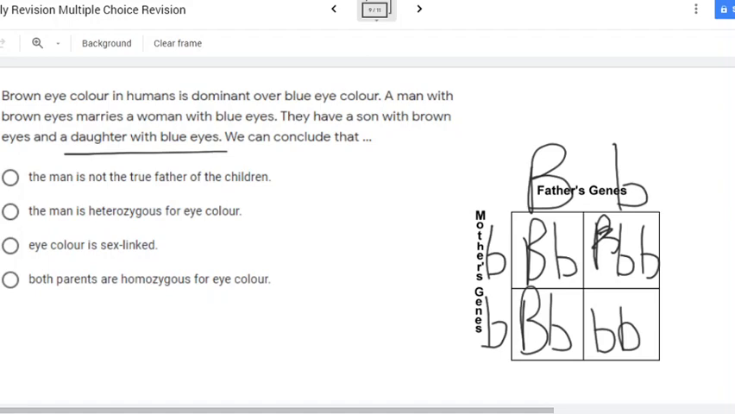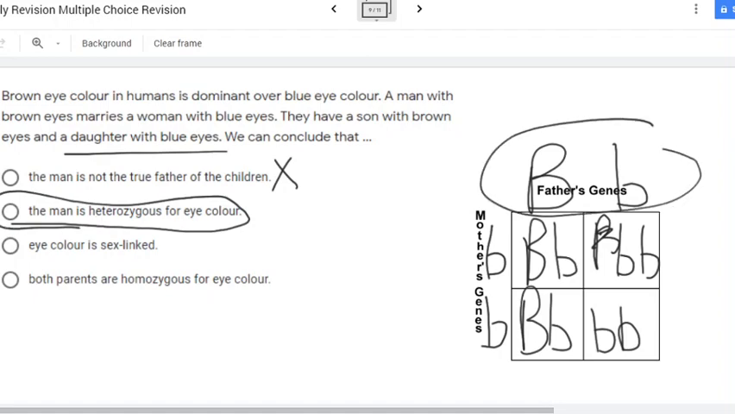So let's take a look at the options. The man is not the true father of the children? No, we see he can be. The man is heterozygous for eye color, and that's the correct answer. He's heterozygous. Hetero meaning different, zygous, different genes: a different allele for the same gene. Eye color is not a sex-linked one, although remember that color blindness is. And both parents are homozygous? No, they can't be homozygous. Daddy had to be heterozygous.